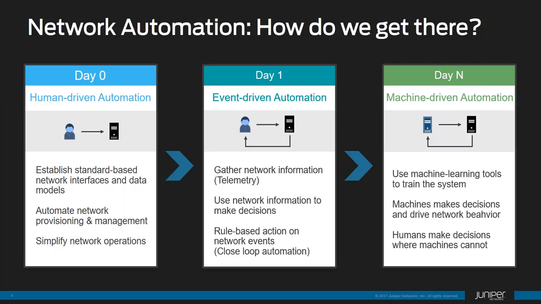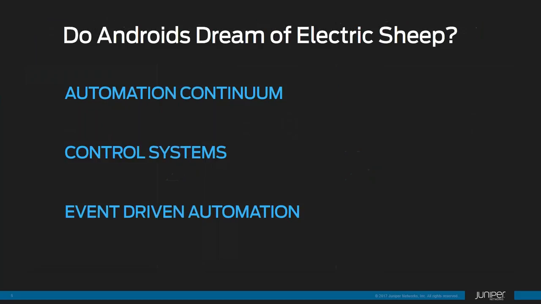And to get to the model of what Juniper has put forth as the networking grand challenge called the self-driving network, we have to use an event-driven infrastructure and this machine-driven automation to get to that. So these are the types of things that we as automation engineers think of. We'll talk about the automation continuum, basic control systems theory, and then event-driven automation.